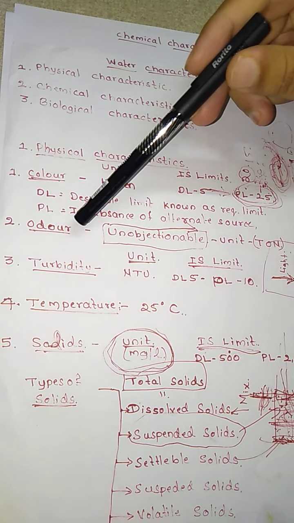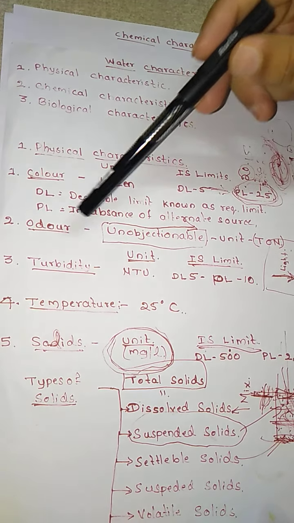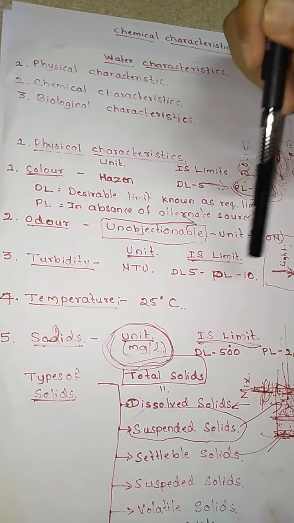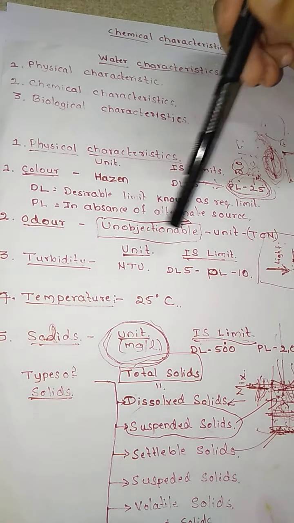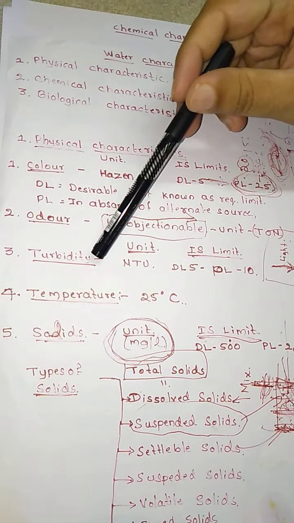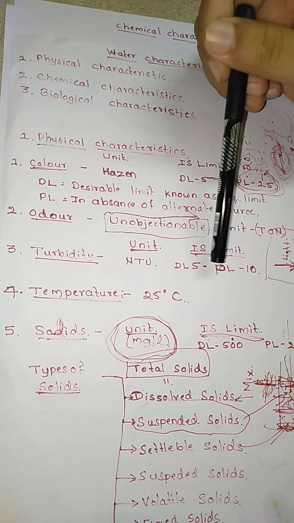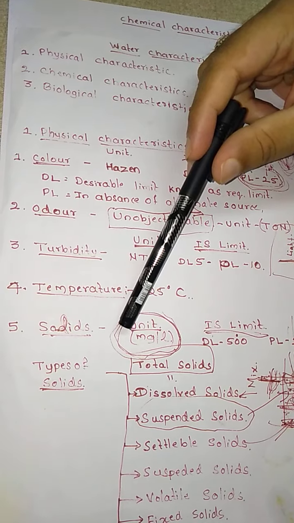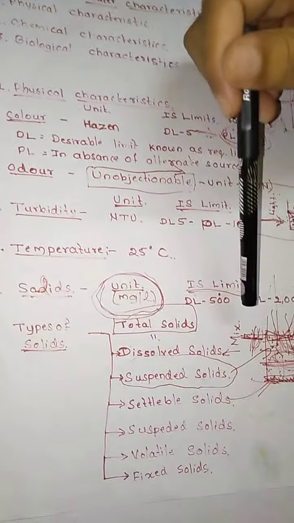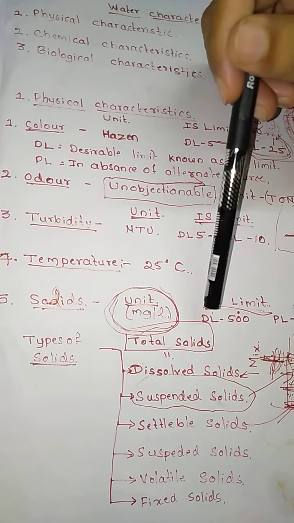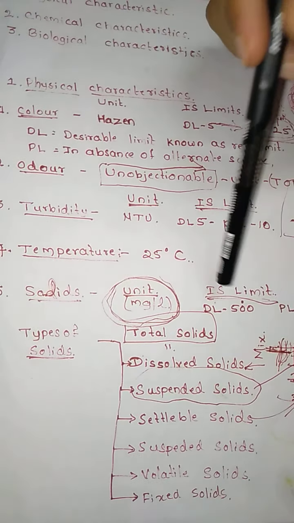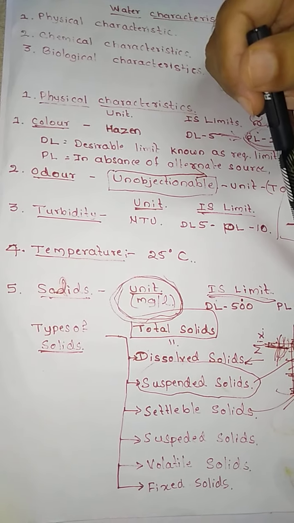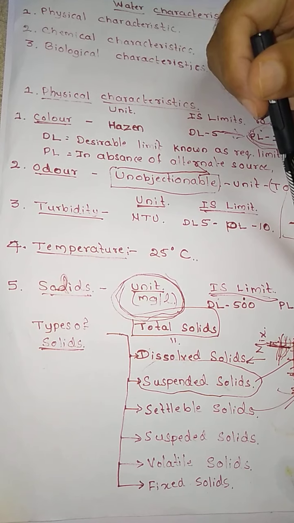Then we have talked about odor, and we have already talked about its desirable and permissible limit. Then we have covered turbidity along with its desirable and permissible limit. Then temperature. Then types of total solids, how important they are, and to what extent the desirable limit and permissible limits are. We have discussed this in the previous class.